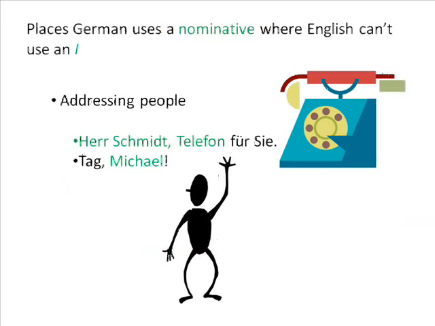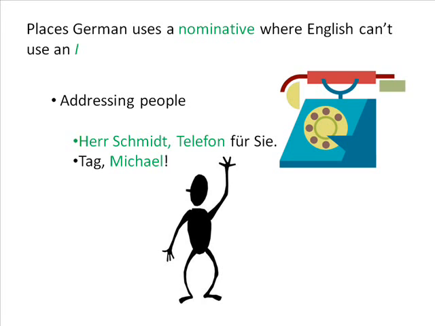Secondly, there are also some places where German uses a nominative where English would or could not use an I, for various reasons. For instance, the nominative is used when addressing people, as in the Herr Schmidt of "Herr Schmidt, Telefon für Sie," or "Tag, Michael."